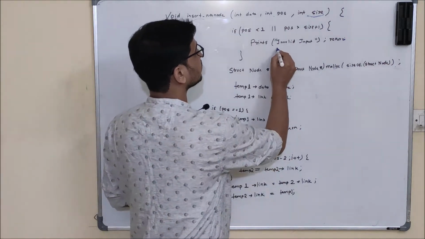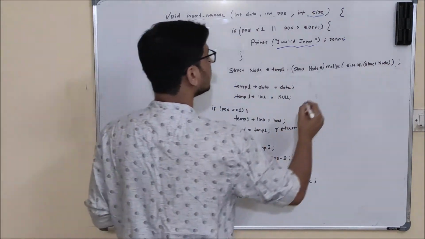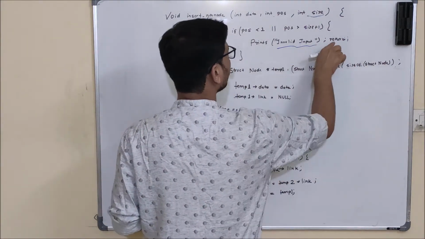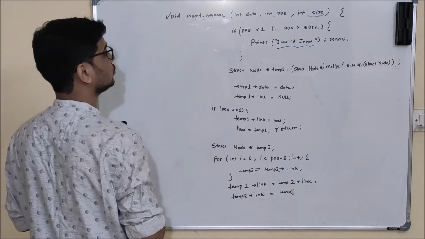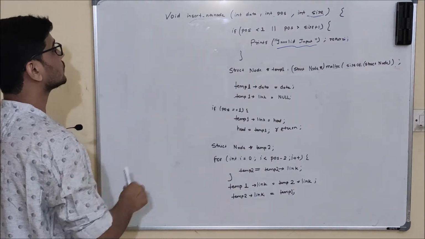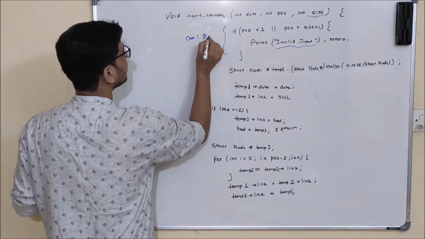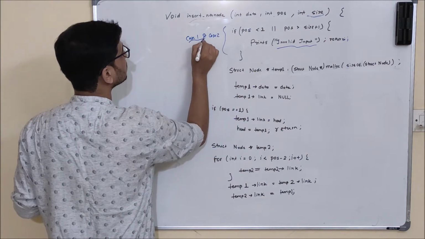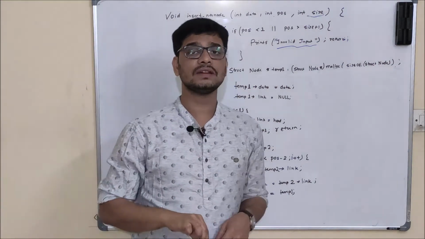So this is what we are doing here: we are printing to the user that it is an invalid input, and after that we are returning because we don't want the rest of this part to execute. Okay, so this is our case 1 and case 2. So what remains? Case 3 and case 4.